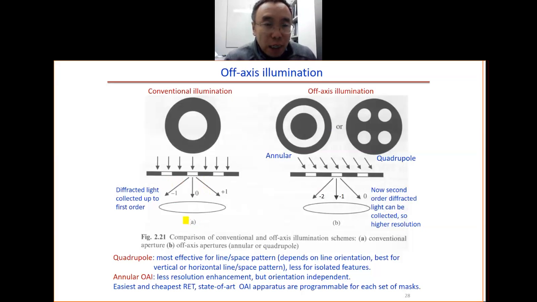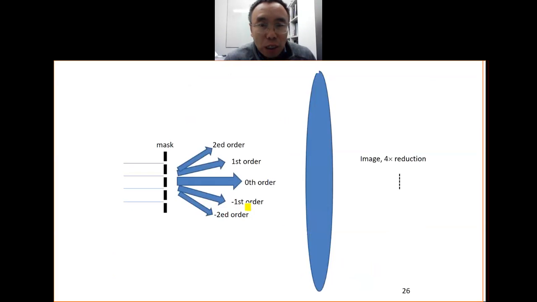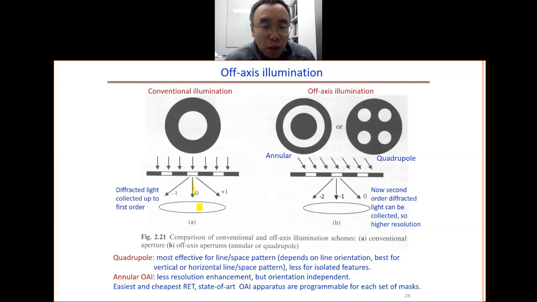In this case, you can see the 0 order, the -1 order, the +1 order, and the first order, second order, minus first order, minus second order. So the 0 order and the +1 order light got collected. If we do the off-axis illumination, this becomes the 0 order. The 0 order means this light is parallel to the incident light. So this is 0 order, this is first order, this is the second order. But you can call it -1 or -2 to the left side. It's the same thing. So now the second order of the light can be collected.